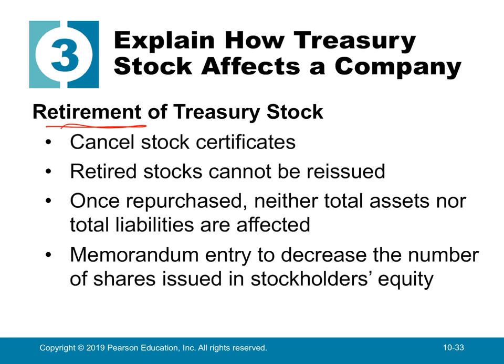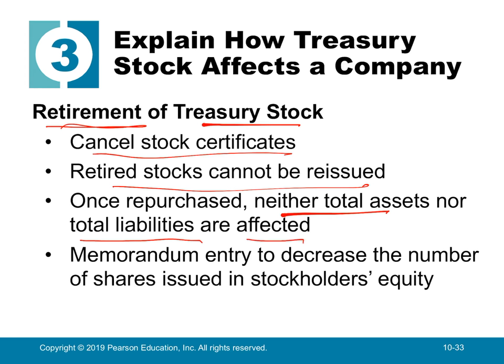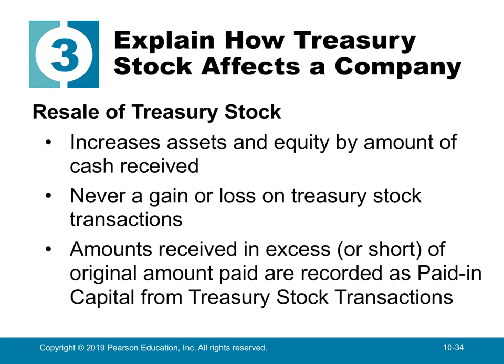One option is to retire treasury stock, cancel the stock certificates, then we cannot reissue them, right? So once we do this, neither total assets nor total liabilities get affected. So you'll see, maybe as you learn, you'll figure out why assets equals liabilities plus stockholders' equity. This would not get affected. And all we're going to do is a memo entry where we decrease the number of shares issued in stockholders' equity when we retire treasury stock. This is not that common.